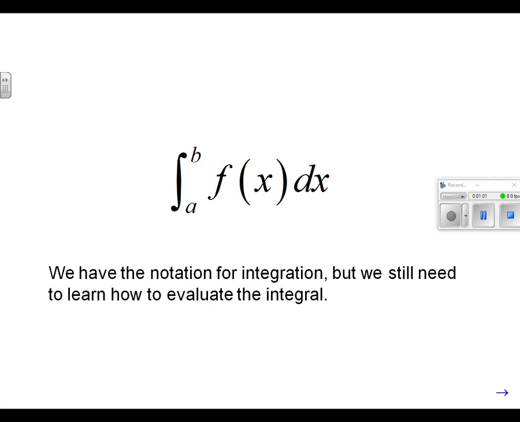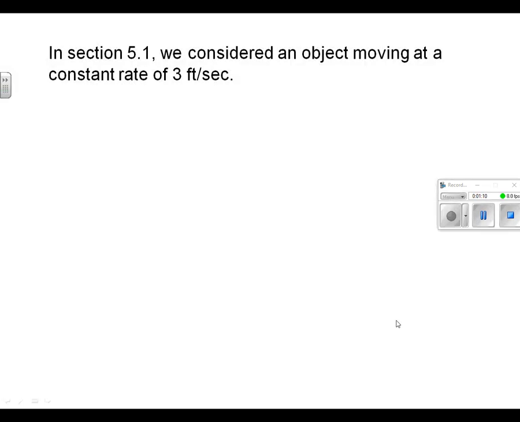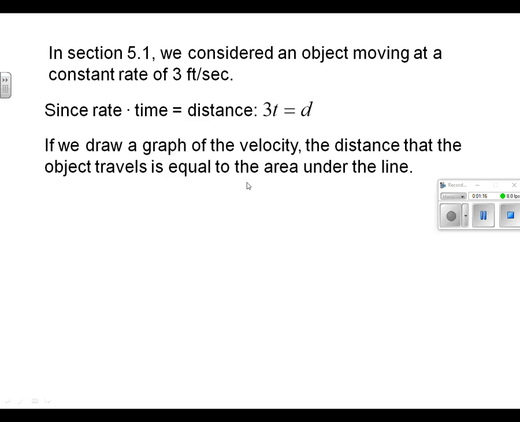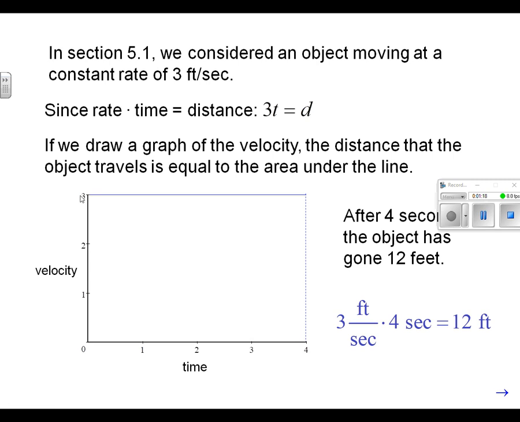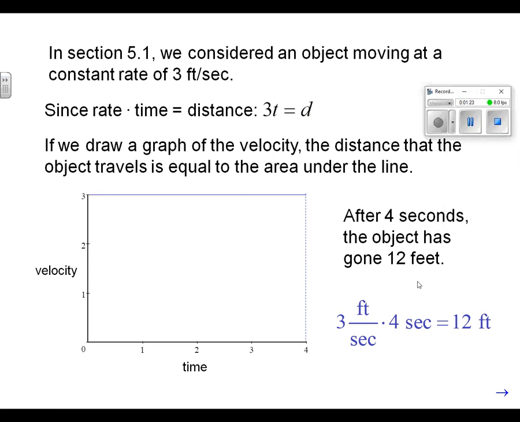Okay, so we know what this kind of means now conceptually. Now how do we do it? That's what we need to talk about. So we're going to start by looking at our most basic functions, right? So we looked at something moving at a constant rate, okay? So constant rate, what was the constant rate?